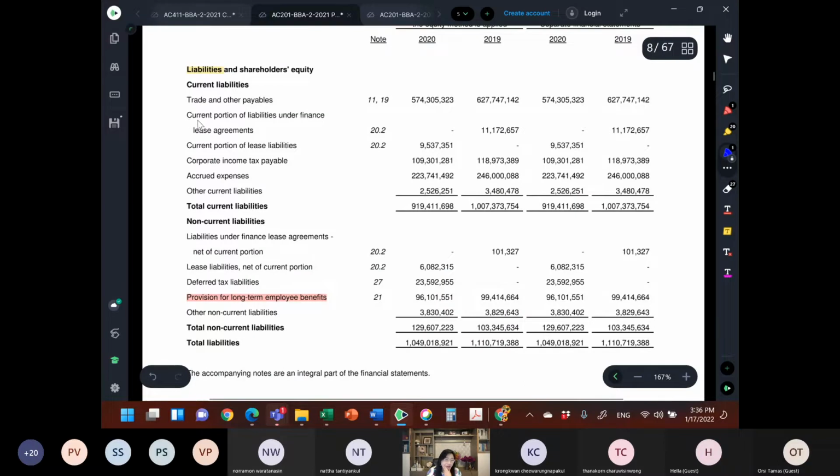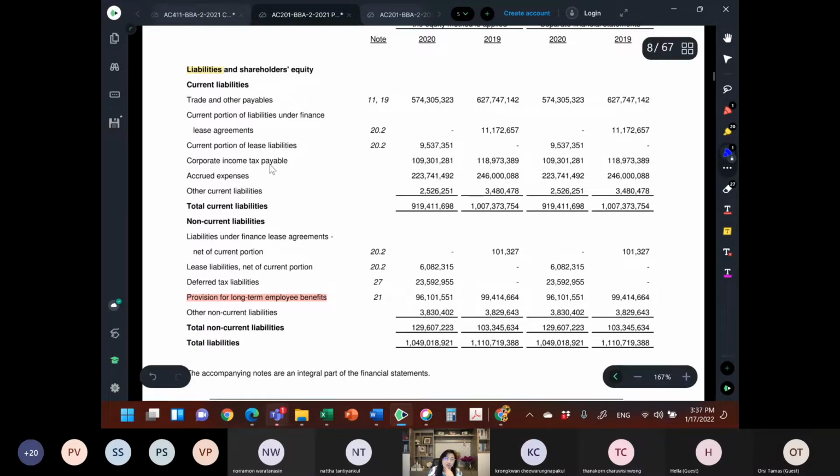You see here current portion, right? The current portion here is the current portion of long-term debt. Lease agreement is long-term. Lease liability is also long-term. It's the same thing actually, right? So this is the current portion that needs to be paid within a year from now, okay?